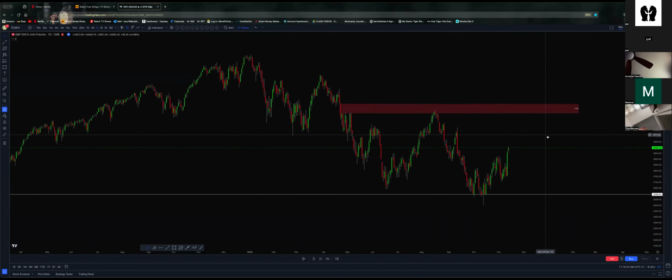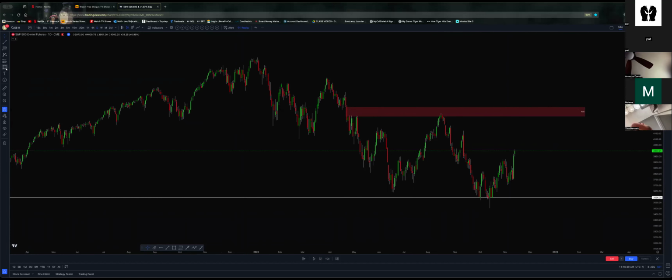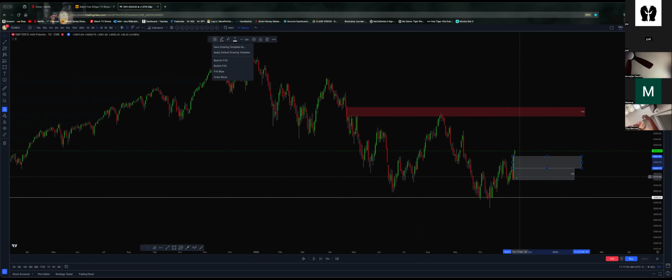And since we have a fair value gap right here, this is where I start looking for trades. So this is an order block as well. Because we had a last down closed candle create a fair value gap breaking structure, this is an order block and also a fair value gap. So you could trade either the fair value gap or the order block. That means we are creating a bullish trend.